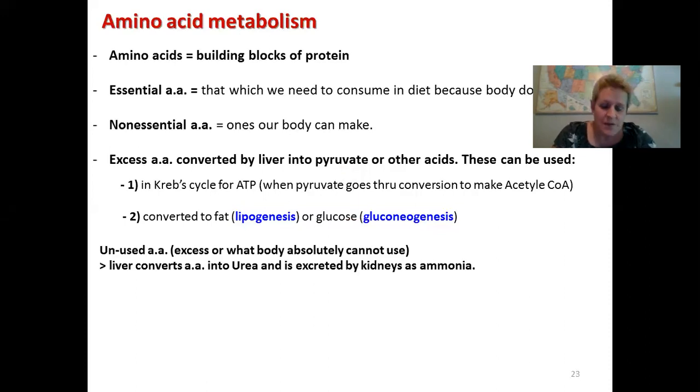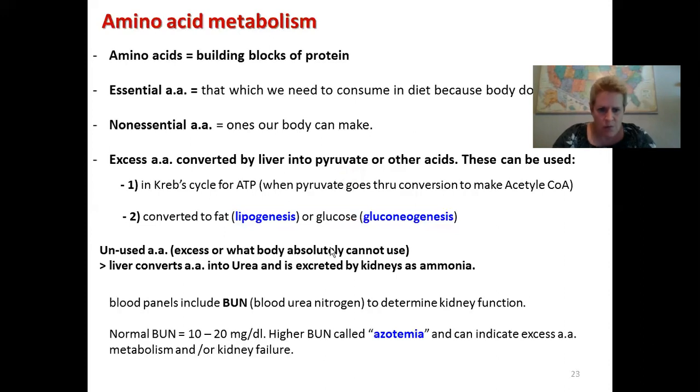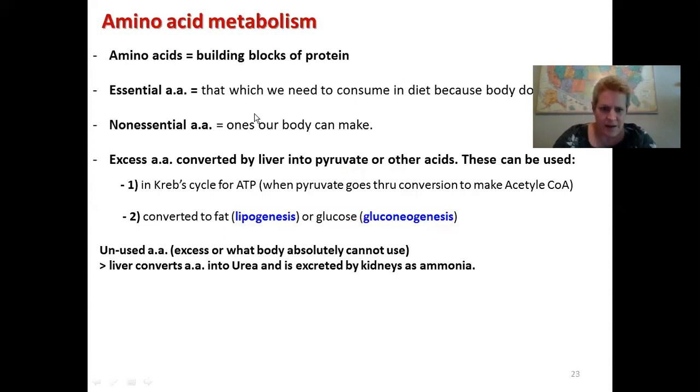Now, what the liver cannot convert into useful things like fats or glucose, or making glucose into glycogen, what the liver cannot possibly process, it's going to get rid of from the body. So it will convert those excess amino acids, let me go back, to urea. And urea goes in the bloodstream. And then the urea is excreted by the kidneys as ammonia, and that's what comes out in your urine. Okay, so urea is a nitrogen-based or protein-based byproduct, as is ammonia.